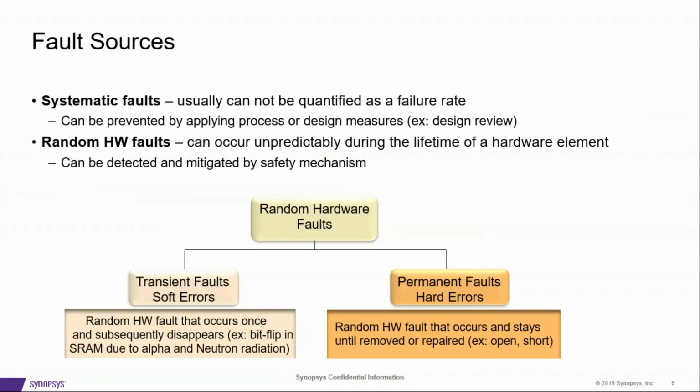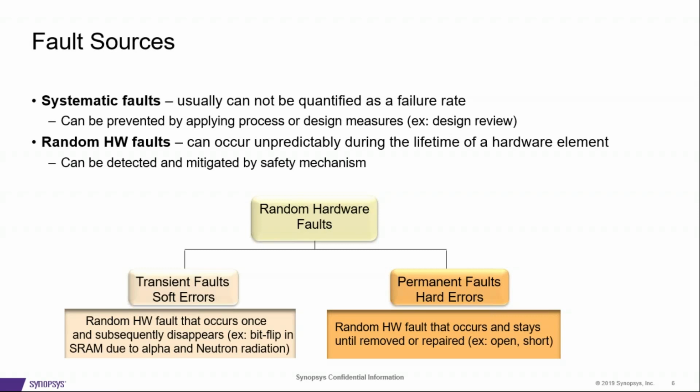So the sources of these faults, the systematic faults, if you're an RTL designer, are typically RTL bugs. They have escaped our attention as human beings. We have misinterpreted the spec. They can be prevented by doing a very good job in terms of functional verification, by applying processes, design measures, design reviews, and using tools as well that check that your verification environment tests to its best ability for these systematic faults.